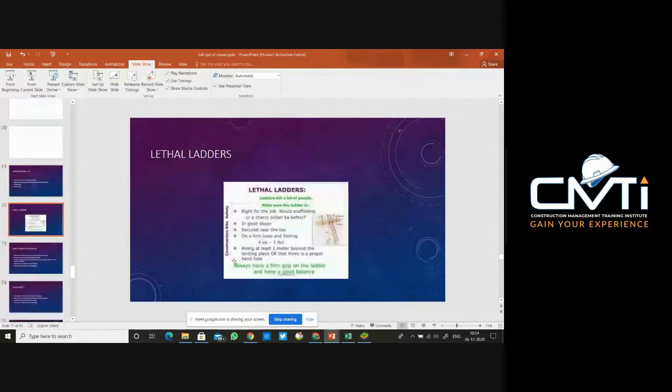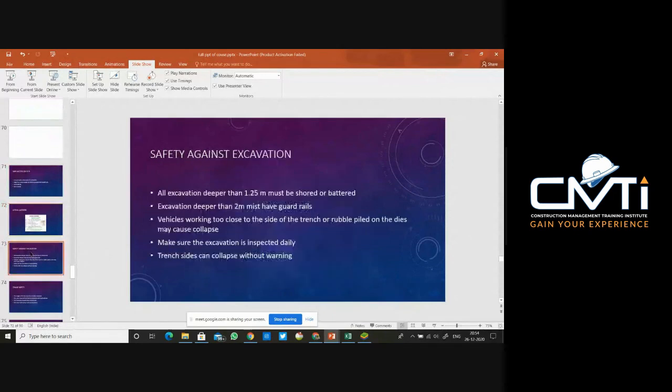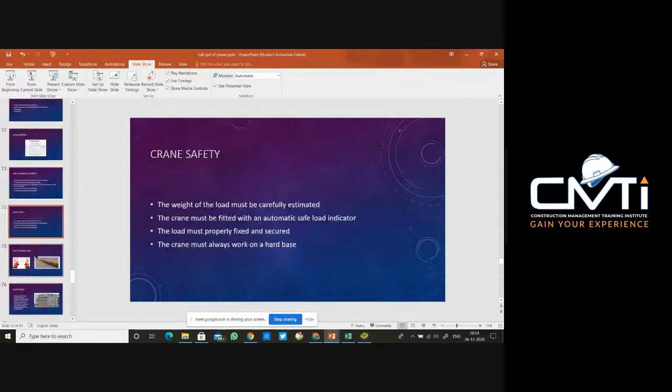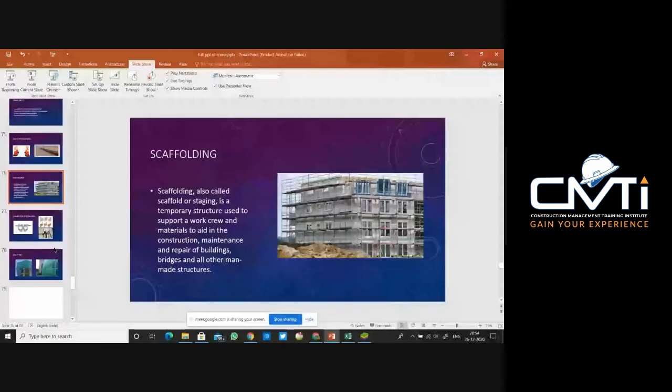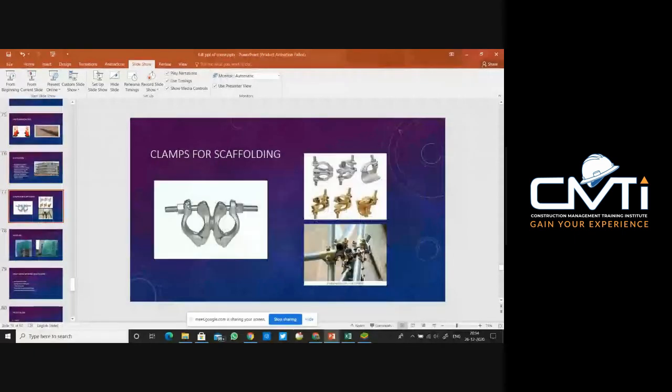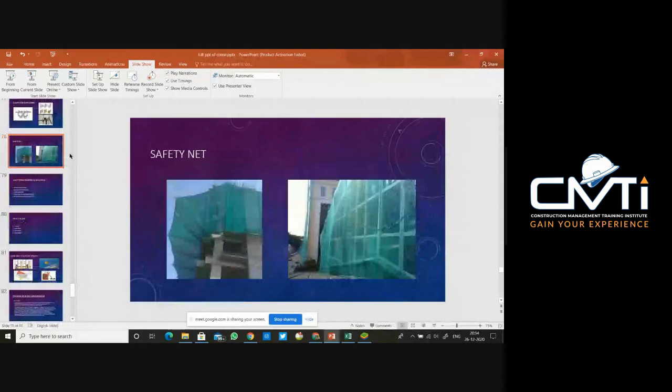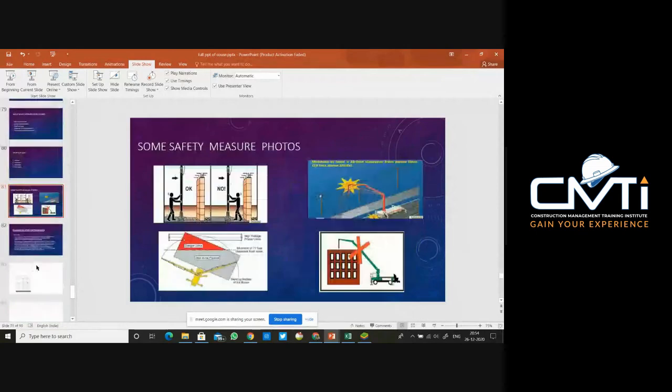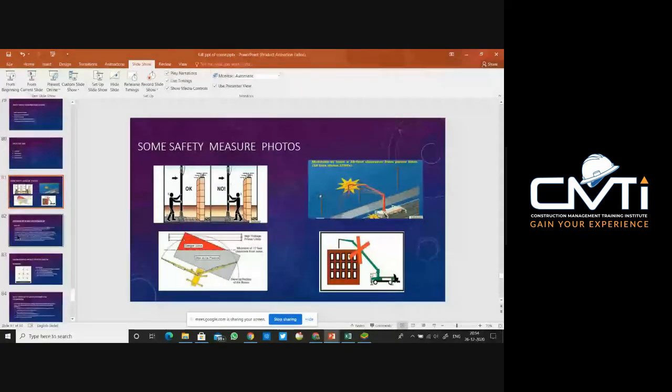This is a diagram of a ladder. I would skip this. Crane safety and scaffolding, which sir has explained to us in this class. These are the structure of a scaffolding. Here you can see it is a temporary structure which is provided for the construction or keeping the materials. These are the clamps for the scaffolding, used to fix the scaffoldings. These are the safety nets which are tied for the people working at a height. So these are some of the safety measures.